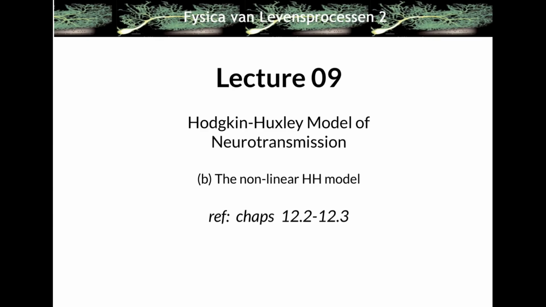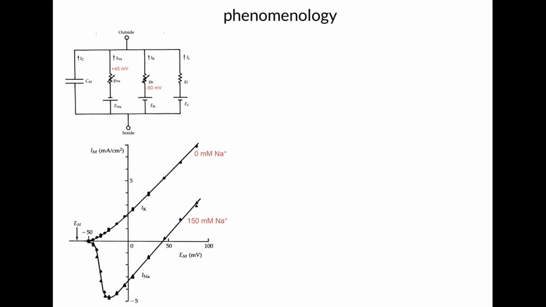So in the second part of the lecture, we will develop the Hodgkin-Huxley model for neurotransmission in terms of the nonlinear Hodgkin-Huxley model. Now, before we try to develop some equations, let's first look again back on the phenomenology of the experimental results and find some electrical explanations.